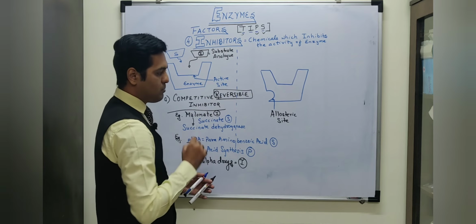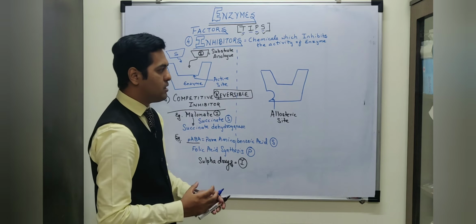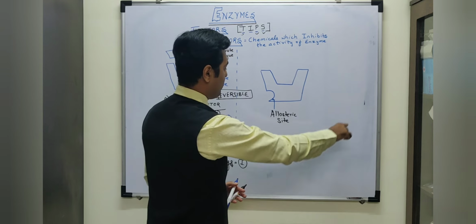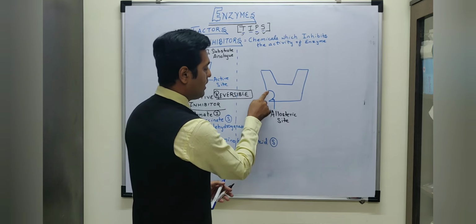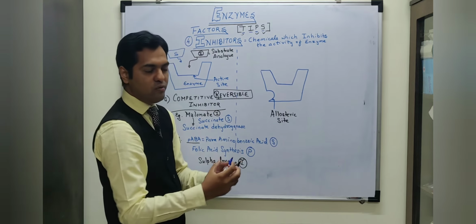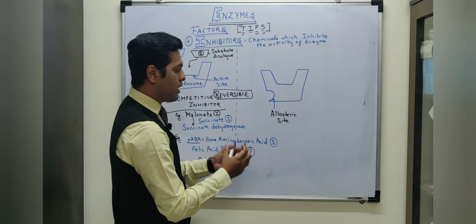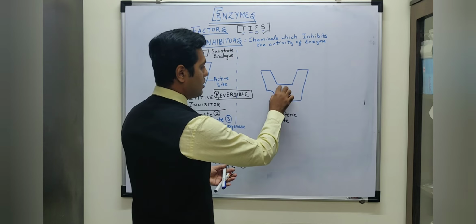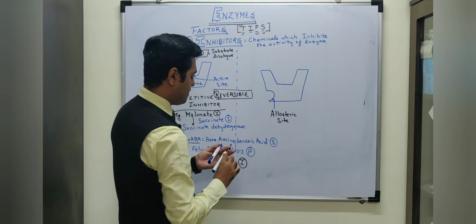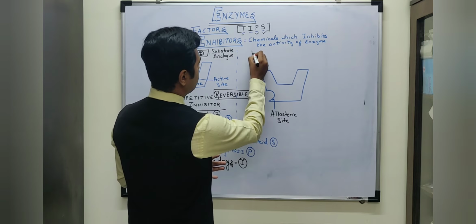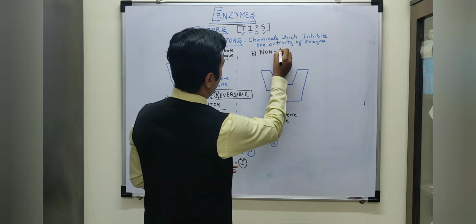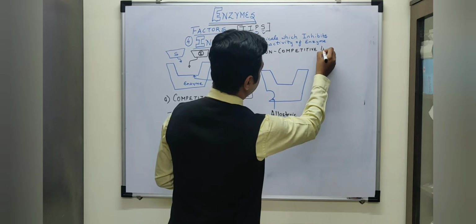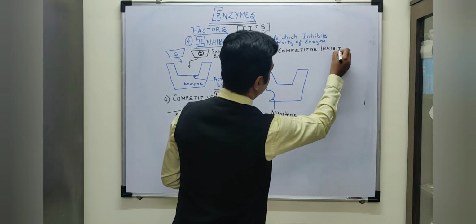Now in this type of inhibition, what happens is the inhibitor does not compete for the active site. Instead the inhibitor comes and binds at the allosteric site and it changes the configuration of the enzyme in such a way कि उसका inhibition हो जाता है. So here the binding does not occur at the active site, it occurs at the allosteric site. Hence this type of inhibition we call non-competitive inhibition, and the inhibitor is known as the non-competitive inhibitor.